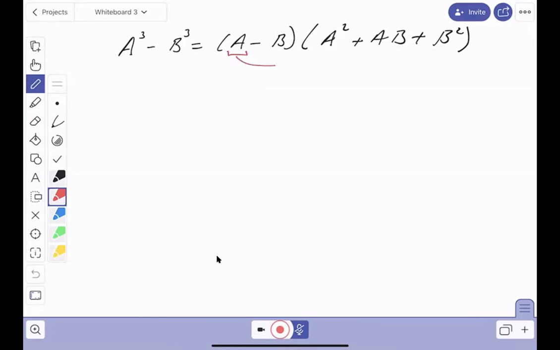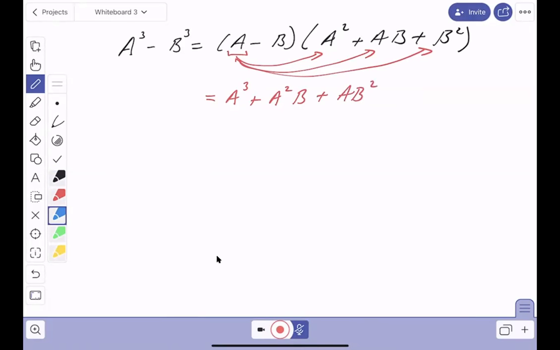So you take this a and you can distribute across these three terms. I think it's a good idea to check. Well, what would you get there? You would get a cubed plus a squared b plus a b squared. Then what are you going to do? You're going to take this and distribute across these three terms here, one at a time. And what do you get there? Minus a squared b. Then what do you get?